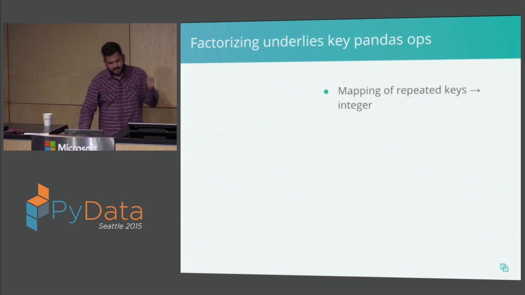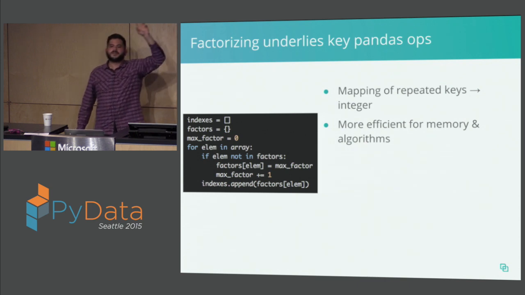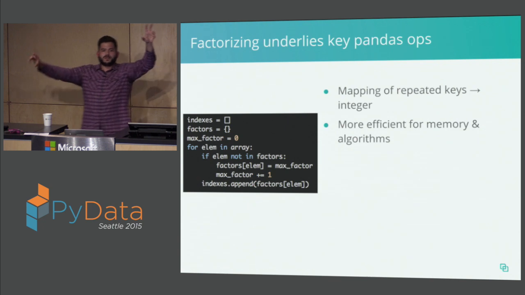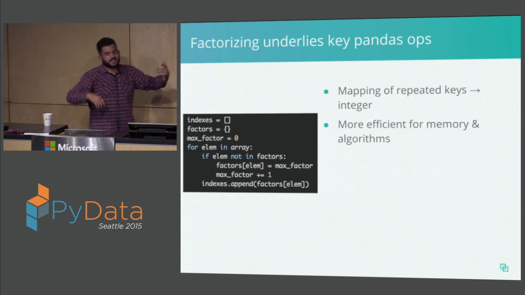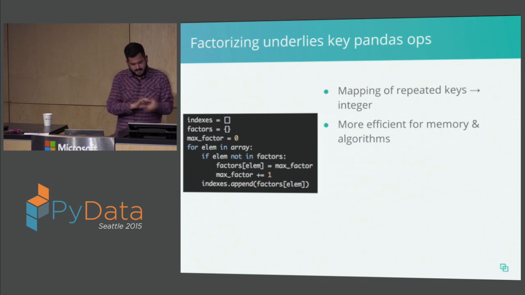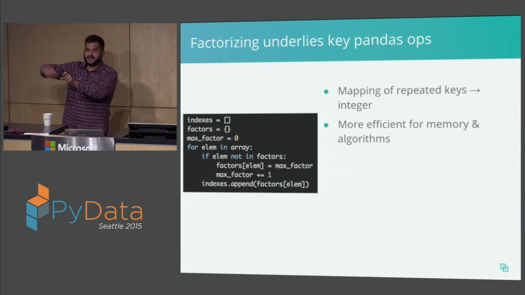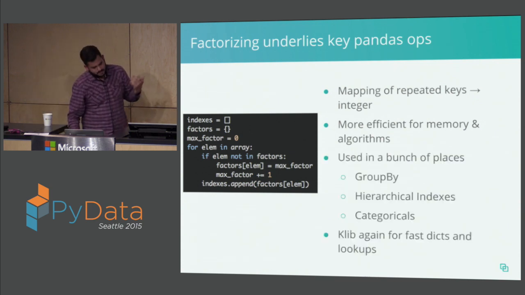Factorizing basically means mapping repeated keys to integers. It looks like this: you iterate over an array, and every time you see a new element, you assign it 1, then 2, then 3, then 4, then 5. So you end up with a dictionary mapping each factor to its value. I think I flipped one part of this, and it should be factors[max factor] = element, but no, that's right. And then you end up with a set of indexes that map those things back. So essentially you end up with a couple of dicts behind the scenes.